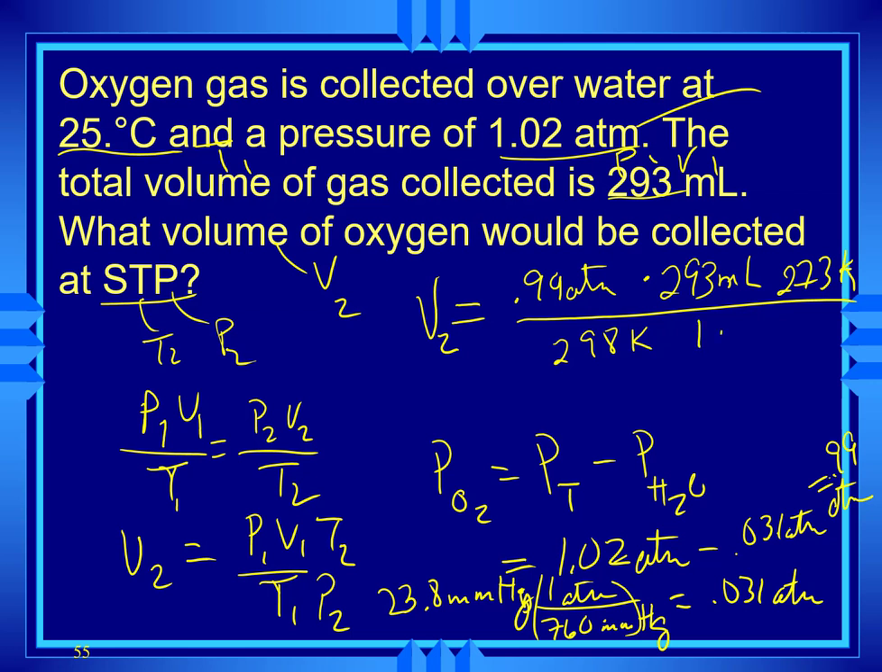And a few of you on the homework thought of that as 1 sig fig, but it's got to be unlimited. Just like the 760's got to be unlimited, the 1's got to be unlimited. It's a definition. They picked a room. So you push those buttons, and you get 0.99 times 293 times 273 divided by 298 equals 266 milliliters.